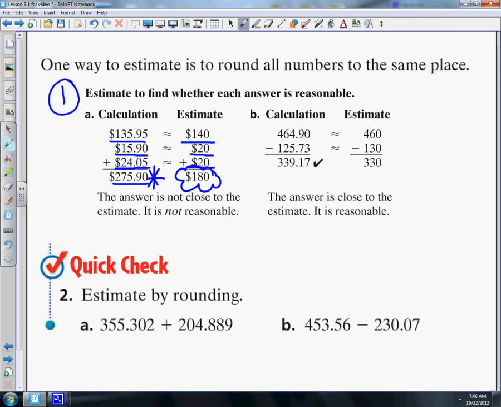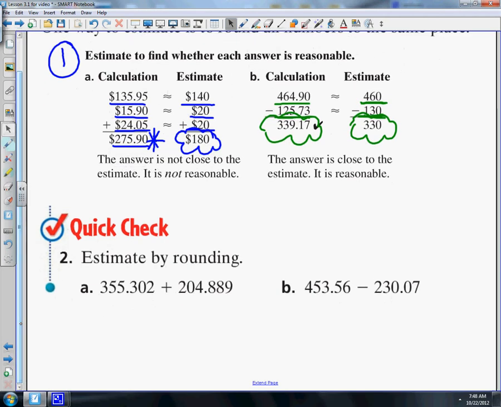So here's another one. 464.90 goes to 460. 125.73 goes to 130. I add that up, or I subtract that. It should be about 330, and it came to 339. So I know, oh, that's really reasonable. So try that with these 2 problems. Push pause, and then we'll go over it.